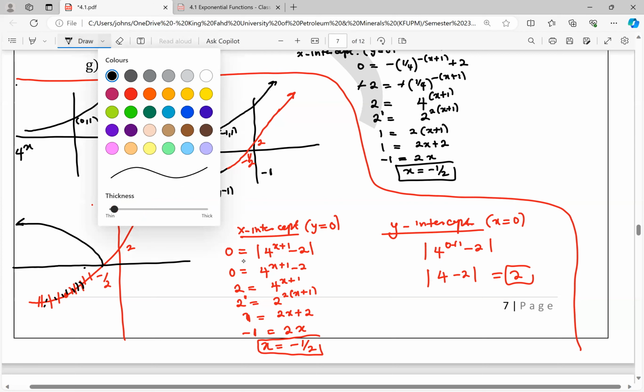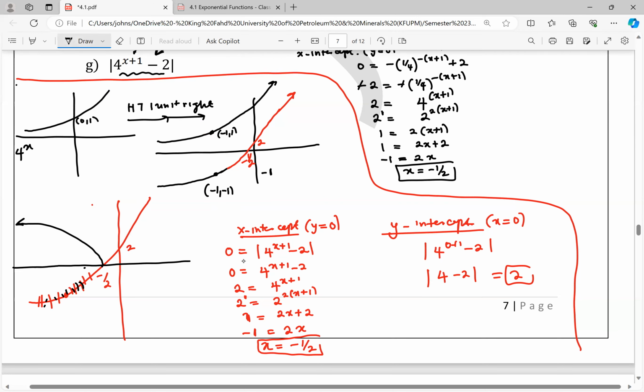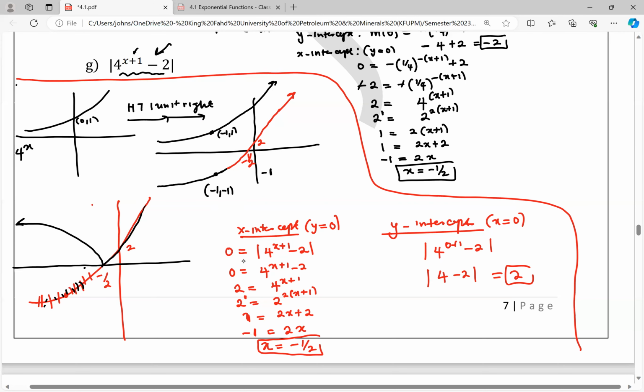What is our final answer? Our final curve is this one, the one in black here. This one and this one. So this is the graph of the absolute value of 4 to the power x plus 1 minus 2.